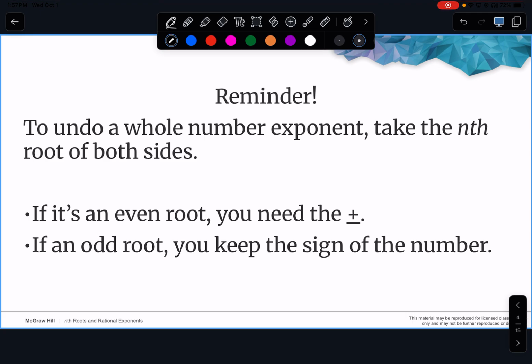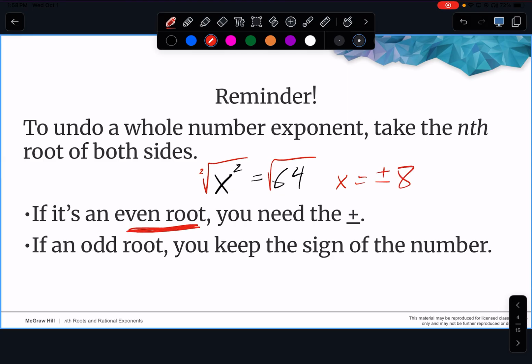So let's say that we have, like we said, x squared equals 64. We're going to take the square root of that. So the nth root, our index, matches our exponent, right? So x equals, but we would have to do plus or minus 8 because we have an even root.